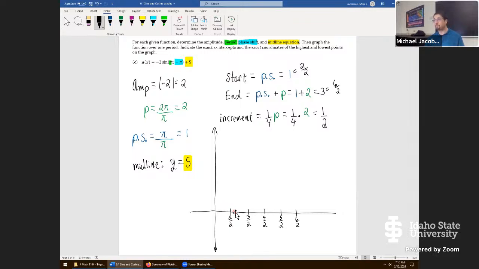Okay, next thing we want to do is build out the midline axis. That's where the curve is actually going to be oscillating around. It's at height 5, so let's go 1, 2, 3, 4, 5. So that location is now our midline equation. If it's helpful, it's not a bad idea to just put down this horizontal line.